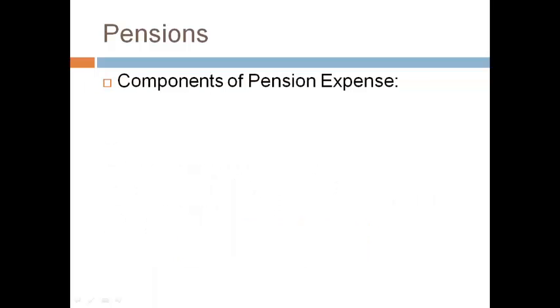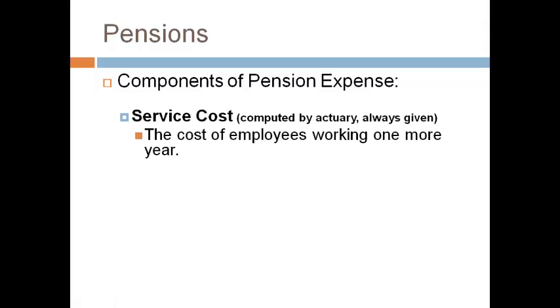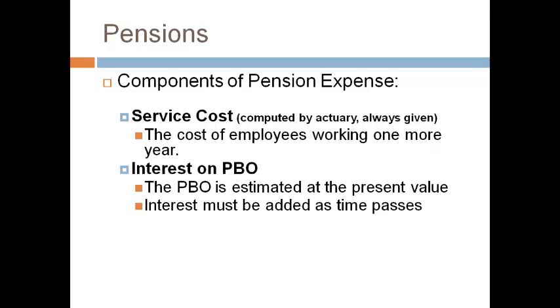Let's talk about the components in a little more detail. Service cost is the cost of employees working one more year. It is computed by the actuary by comparing the cost at the beginning of the year to the cost at the end of the year. The difference is the cost of employees working one more year. This amount will be given to you. The service cost is at the present value of the total benefits to be paid to employees. Present value is without future interest cost, and interest must be added as time passes.